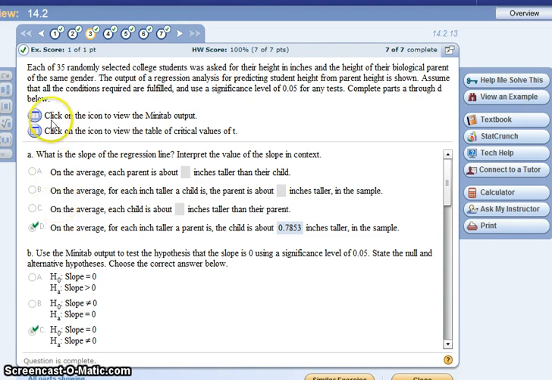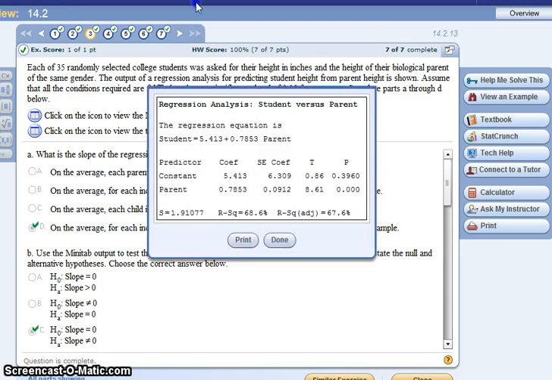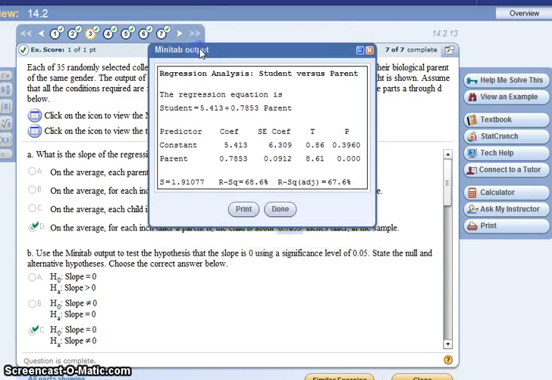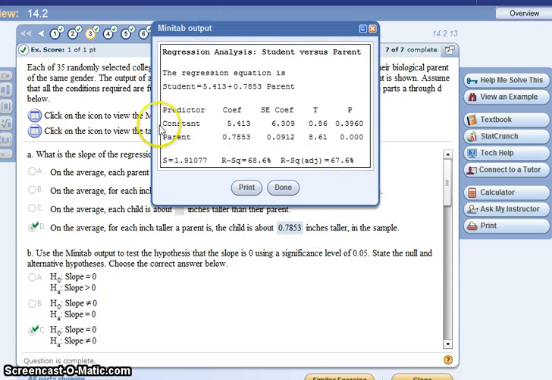On average, each inch taller a parent is, the child is about that much taller. How do we find that out? We just look at the linear regression equation. We can see that if parent increases by 1, that adds to the multiplication of 0.7853. Therefore, the child is about 0.7853 inches taller for each inch taller the parent is.